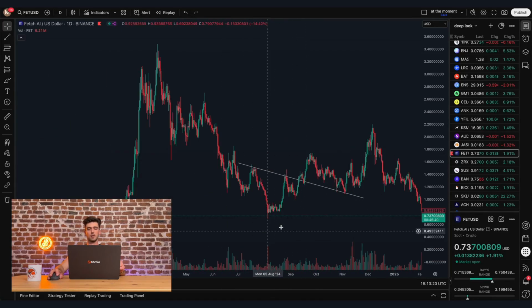In any case, here we have a textbook example of what an inverse head and shoulders pattern should look like. And this is a very important pattern because during a bear market, we often look for exactly these on cryptocurrency charts in order to accumulate crypto at the best prices.